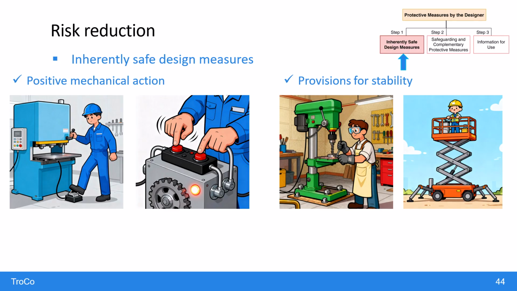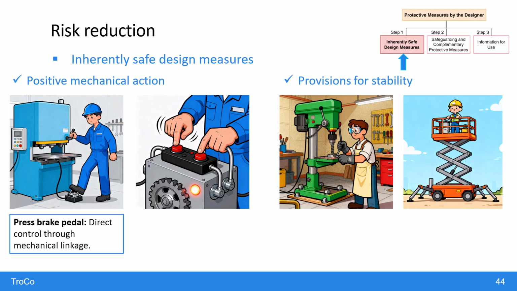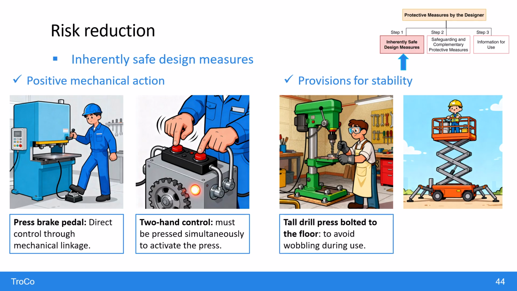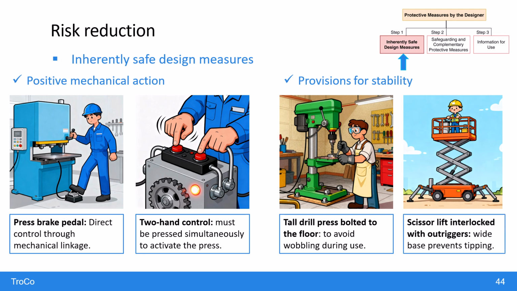In this slide, we highlight two other key factors for inherently safe machine design. Positive mechanical action. First example, to operate a press brake, a foot pedal with direct mechanical linkage, requiring full depression. Second example, a two-button system that must be pressed simultaneously to activate the machine. Stability provisions. First example, a tall drilling machine bolted to the floor to prevent tipping during operation. Second example, a mobile scissor lift with outriggers to widen its base and ensure stability for preventing tipping.